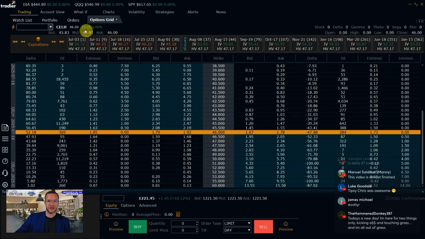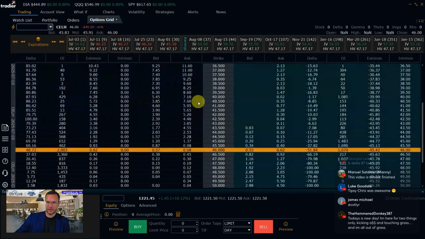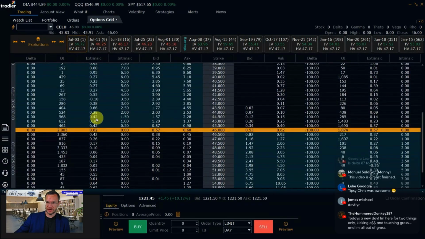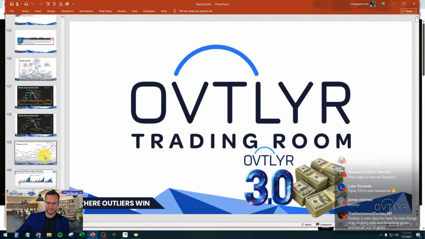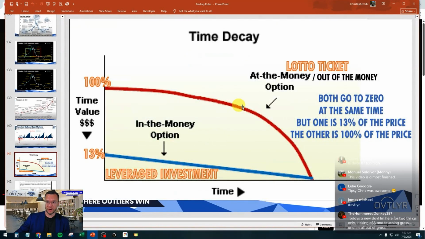Let's look at the difference between, this is Celsius here. We closed this one yesterday. Let's look at the difference between Celsius, July 18th, which is 16 days out, and July 3rd, which is tomorrow. Okay, the extrinsic value, let's just go for like the 45 strike. It's $1.41 here. And the 45 strike is 28 cents here. Pretty cool, right? Now, it's going to zero. It is going to zero. Let me show you what that looks like as a chart.